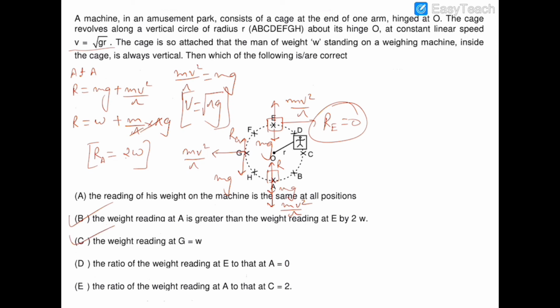So option number C is also correct. Now the ratio of weight reading at E to A is 0. Obviously the weight reading at E is 0 and the weight reading at A is 2W. So their ratio would be 0. The ratio of the weight reading at point A to point C will be 2. So at point A the weight reading is 2W and at point C and G the weight reading is W. So their ratio will be 2, which is also the correct option.